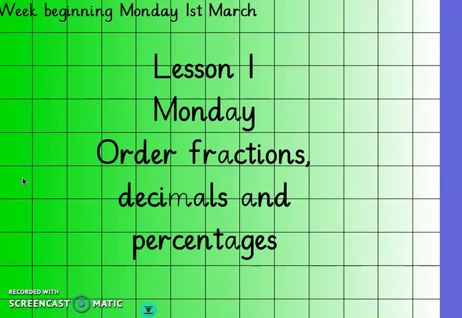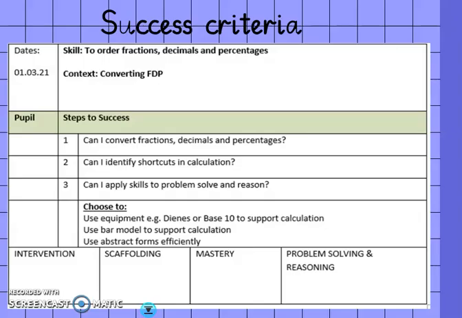Today we're going to be ordering fractions, decimals and percentages. First of all, I just want you to look at the success criteria for today. You're going to be converting fractions, decimals and percentages. You're going to be identifying shortcuts in your calculations, and we're also going to be doing problem solving and reasoning.